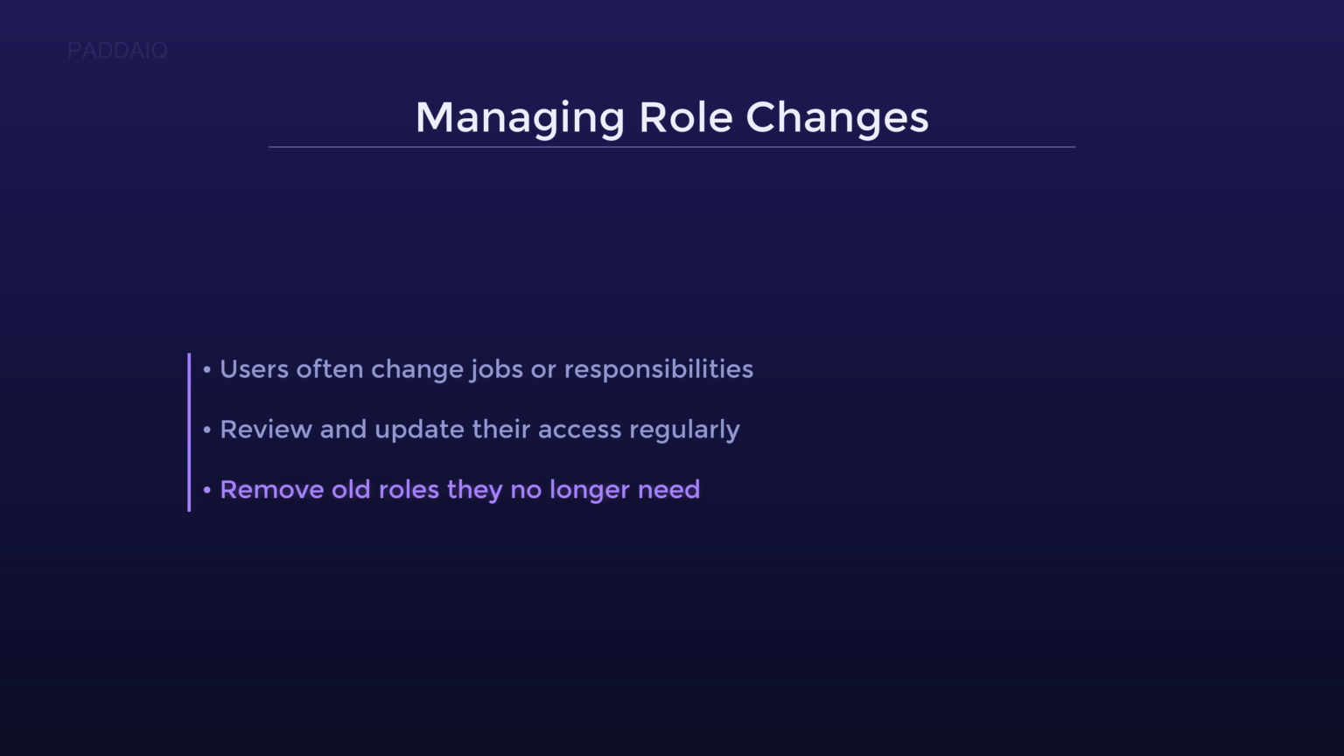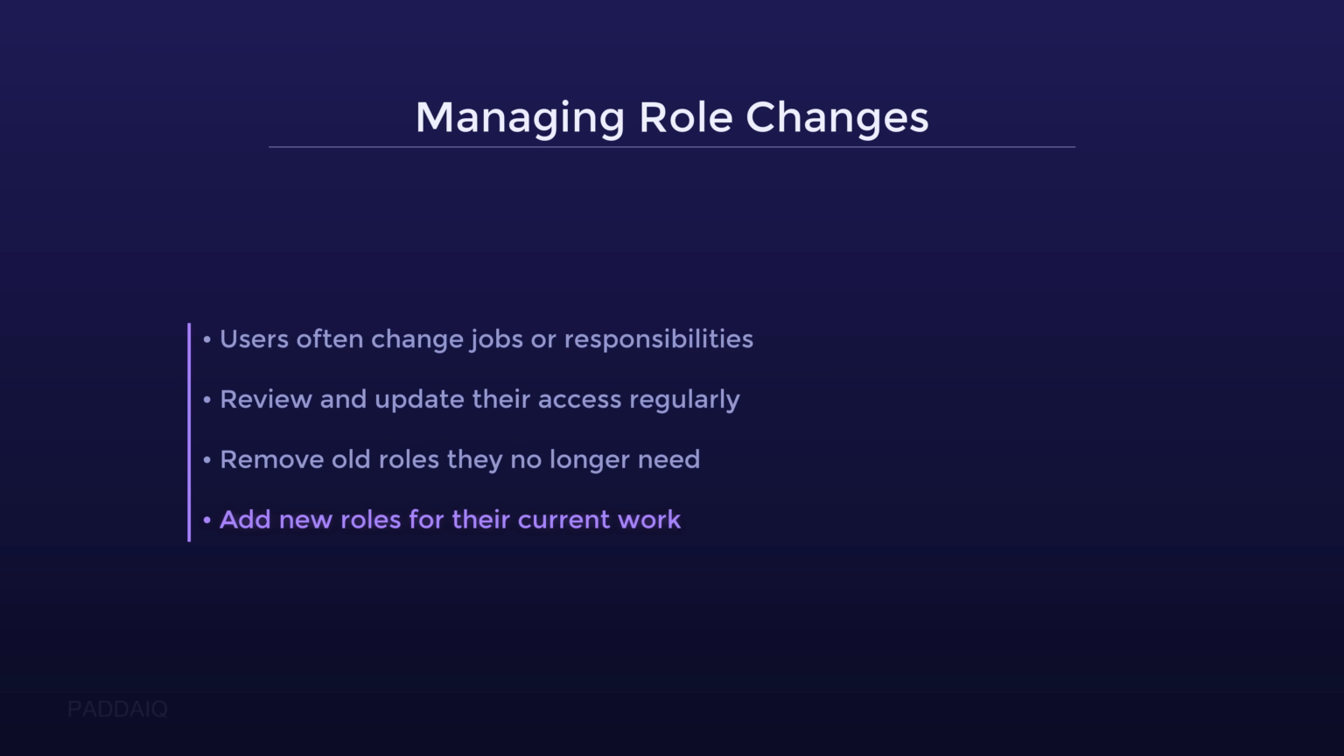Remove old roles they no longer need. This means cleaning up user permissions so they only have access to what's necessary for their current job. For example, if an employee moves from sales to marketing, you must revoke their old sales system access. This practice is essential for maintaining a secure and compliant system.